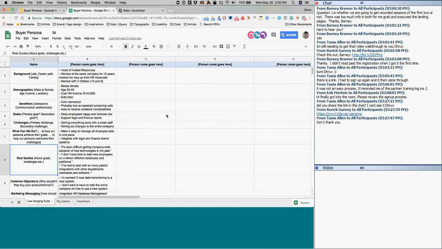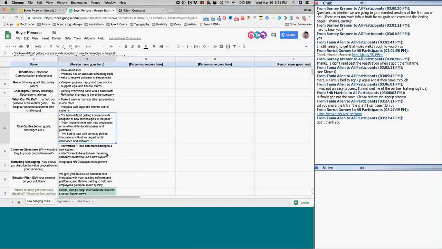And all you want to do is create 4 or 5 identifiers, like, it's very difficult getting company-wide adoption of new technology in the past. So things that they are really concerned about, things that are on top of their mind, you want to get those real quotes from their customers, because they weigh in on how you are identifying your customer, and you can use that as a testimonial later on in your marketing funnel or what have you.